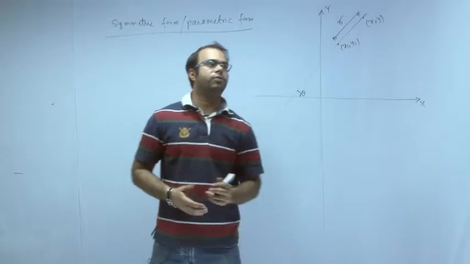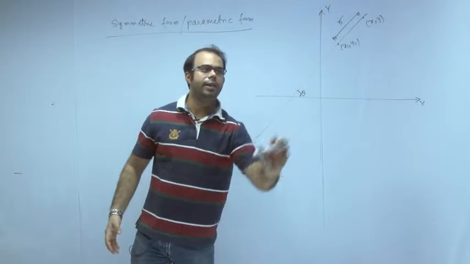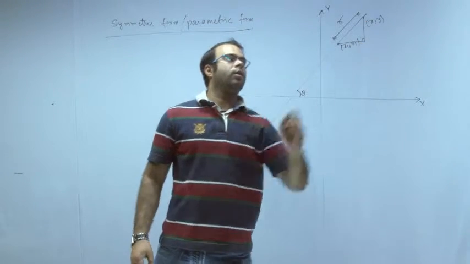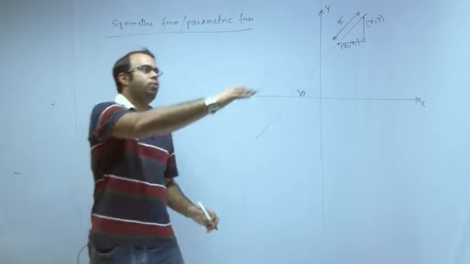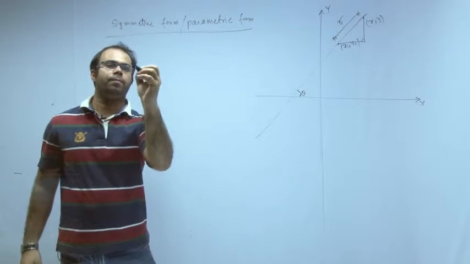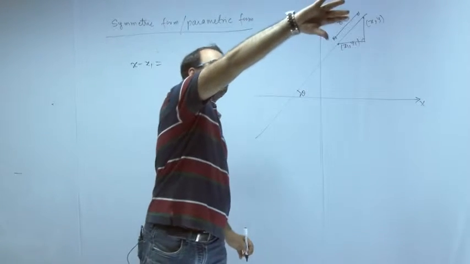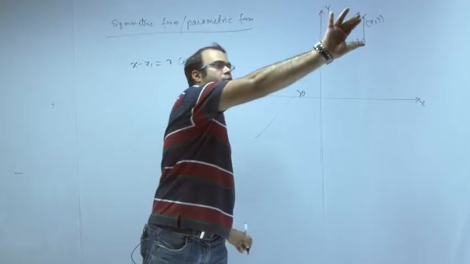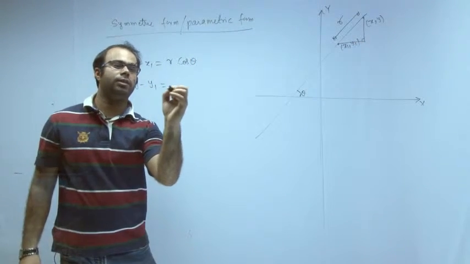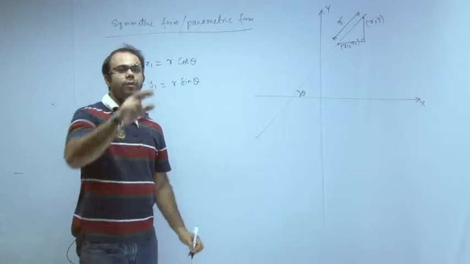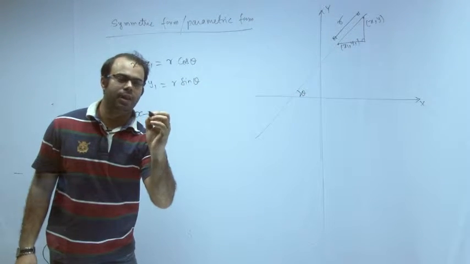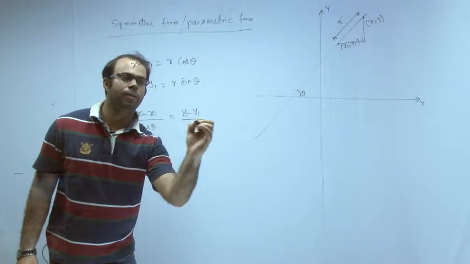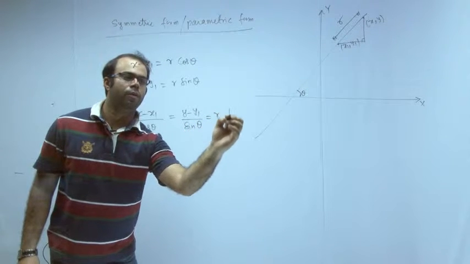Now x comma y and x1 comma y1 can be related by the help of r and theta like this. We draw perpendiculars as we did earlier also. This triangle will be formed and this portion is x minus x1 is equal to this projection on the x axis is r cos theta. This portion is y minus y1 and this is r sin theta. Now both of them can be clubbed together and written like this: x minus x1 by cos theta equal to y minus y1 by sin theta equal to r.